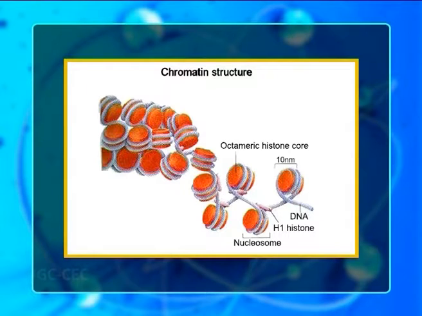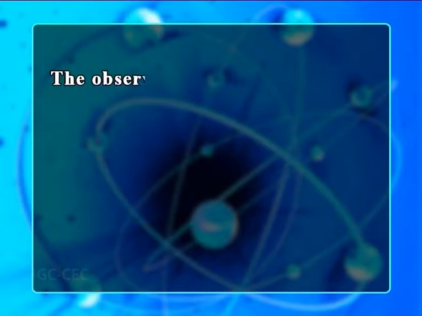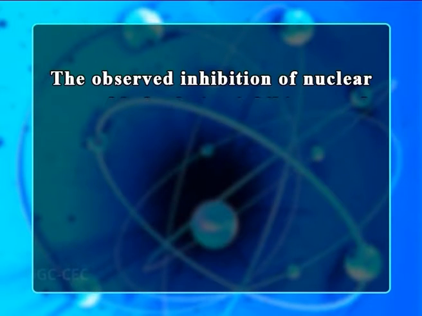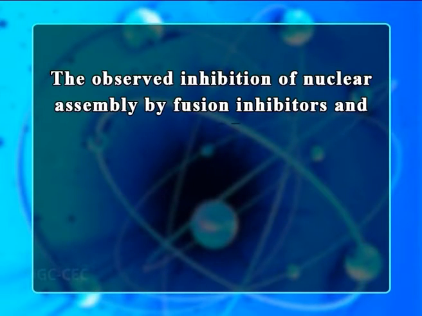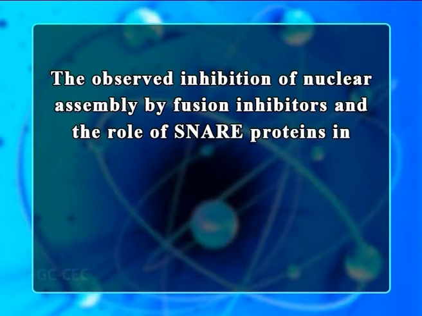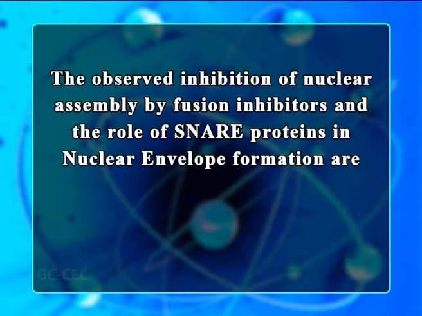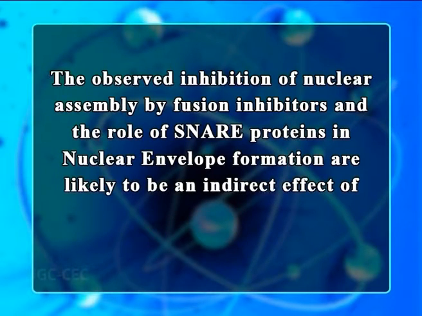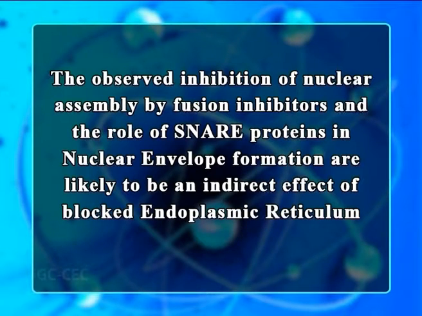High-resolution imaging in intact cells has revealed endoplasmic reticulum tubules contacting chromatin at early stages of nuclear envelope formation. According to this idea, the observed inhibition of nuclear assembly by fusion inhibitors and the role of SNARE proteins in nuclear envelope formation are likely to be an indirect effect of blocked endoplasmic reticulum reconstitution.